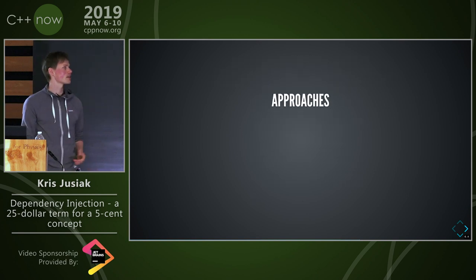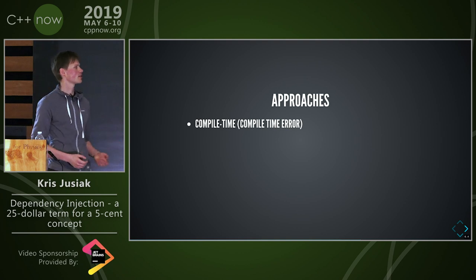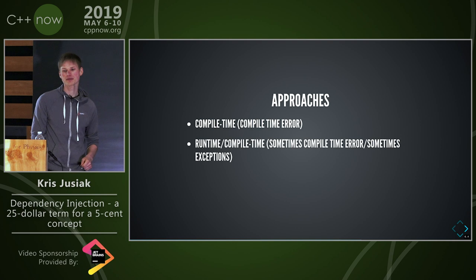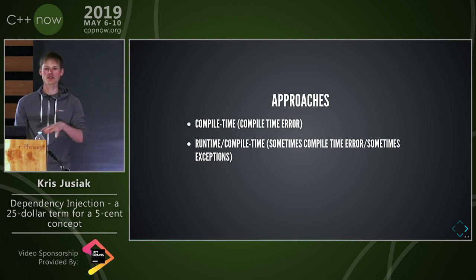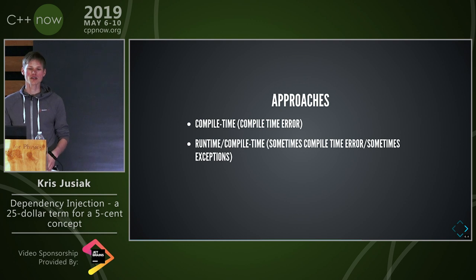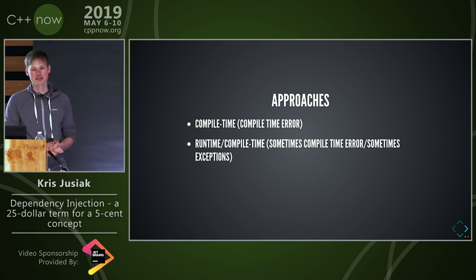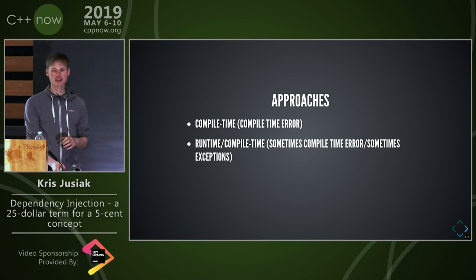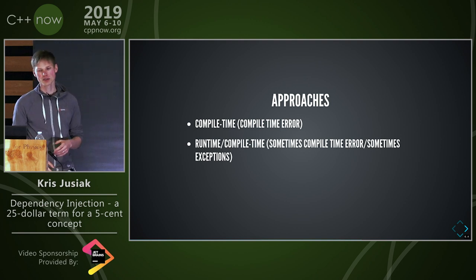So there are a few approaches which I've seen. Compile time is, I think, preferable for all C++ code, when we get the compile time error. If our dependencies are not creatable, if you cannot create the talk, we will just get a compile error. Yeah, that would be great. There's also a kind of runtime compile time, when we get the compile time error, but the backend is kind of runtime. So sometimes we get exceptions, sometimes we don't.